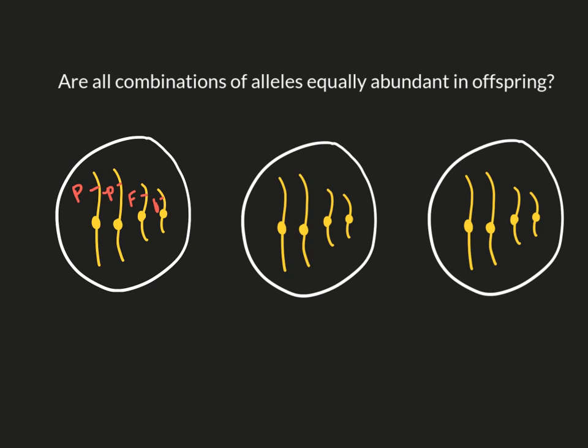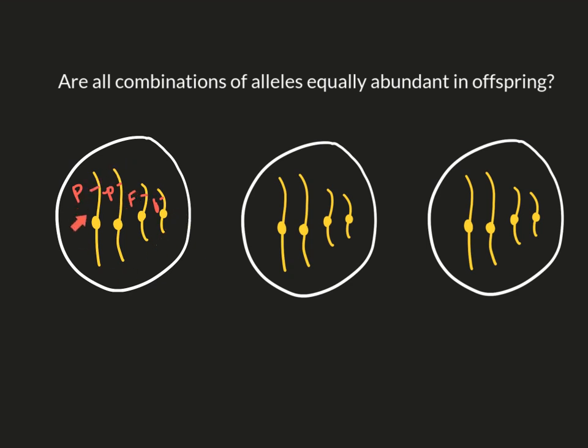So each of these three circles are nuclei of diploid cells. These are diploid cells that have two chromosomes. You see there's the bigger one and there's the smaller one, and they're diploid, meaning that they have a copy of this longer chromosome and then a homologous copy of that chromosome. So they inherited this copy from one parent and this copy from another parent, and the same for the other chromosome that they have here. So can we get all combinations of the P and F alleles in the offspring of this diploid cell?